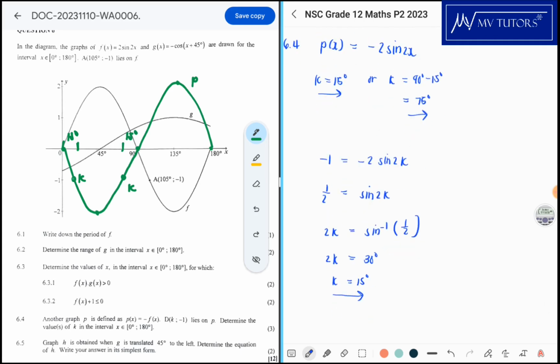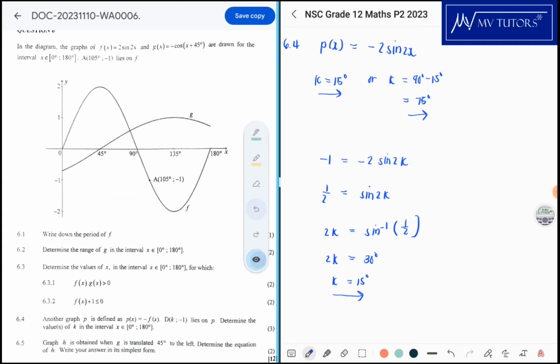You can see by the sketch that there are actually two answers here. So just be careful, okay? And that's 6.4. Now the last question for 2 marks.